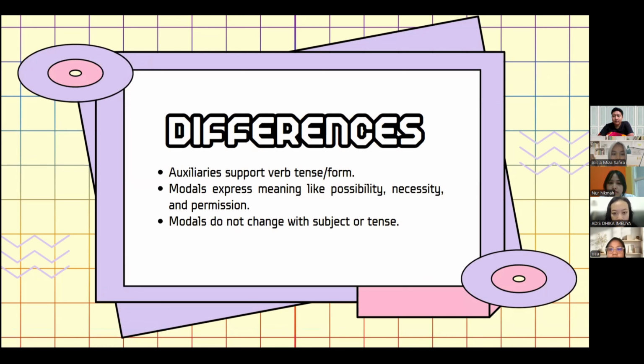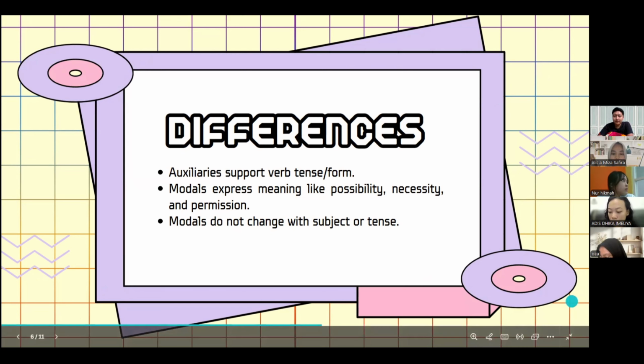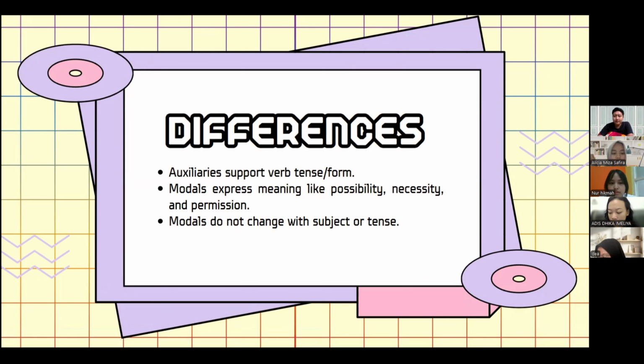Okay, so the next is differences. First, auxiliaries support the verb or tense form, and modals express meaning like possibility, necessity, and permission. And the next is that modals do not change with subject or tense. Next slide, please.